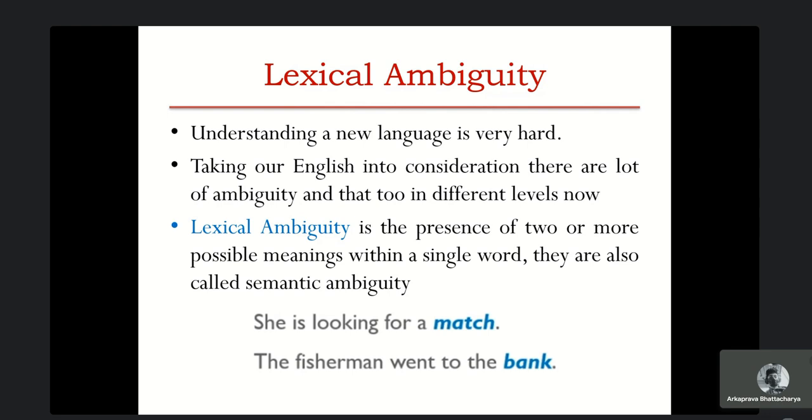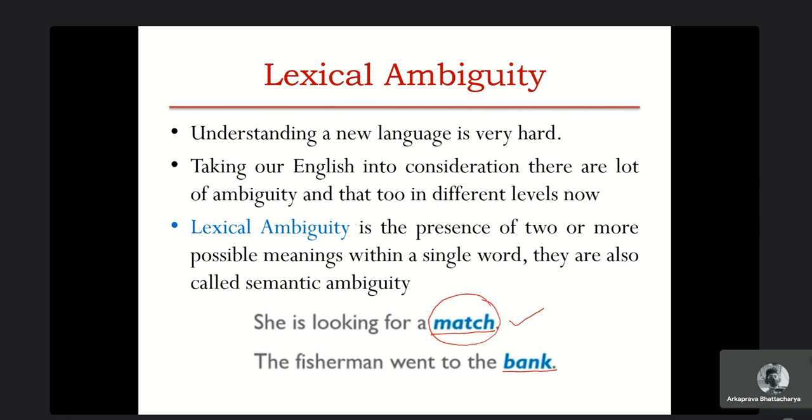Now if you look into these two examples: "She is looking for a match." "The fisherman went to the bank." These are the two sentences where you can see the word could have more than one meaning. "She is looking for a match." I could interpret two different meanings out of this: that she is looking for a partner to get married, or she is looking for a cricket match.